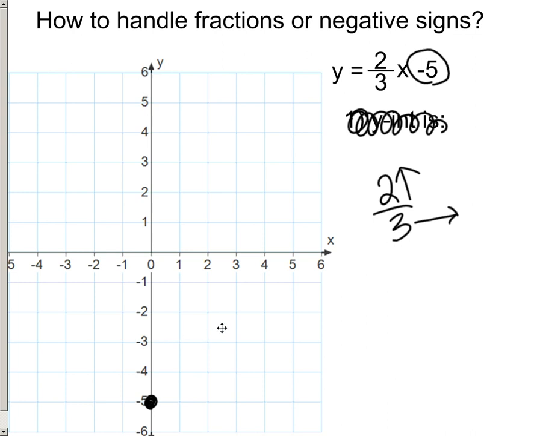1, 2, 3. So the key with using the slope is you don't put a dot as soon as you move up or down. You've got to use both of these movements right here, the up and over or the down and over, to be able to do this, and then you just connect those 2 dots and you're finished. So if they're asking how to graph a linear equation, if you have a y-intercept and the slope, you're good to go. If you don't have the y-intercept and the slope, that is a totally different lesson, and we'll get to that later in the chapter.